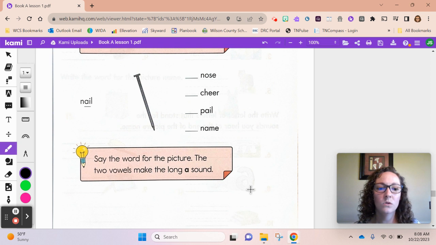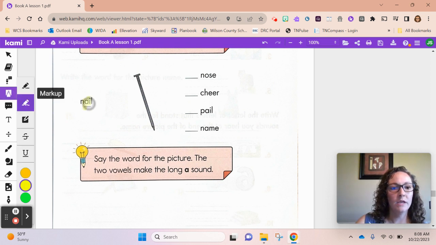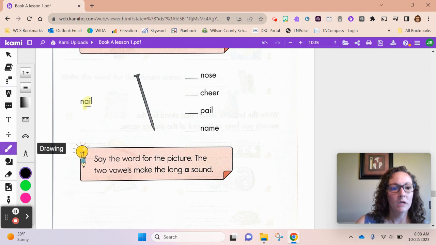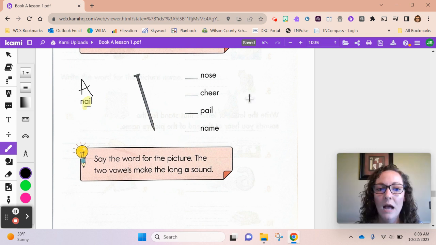The very last one is nail. So right here in the middle, we have the long A sound. Now, I will go ahead and tell you, I think that this workbook made a mistake because there's actually two correct answers for this one. You have nose, no, that's a long O sound. I'm looking for a long A sound. Cheer, no, because that's a long E sound.